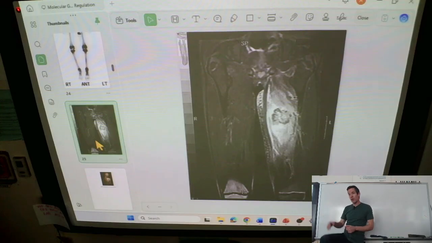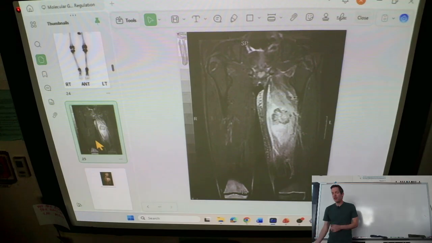Your femur, your thigh, sits on top of your tibia. We often call your tibia your shin. Your fibula is back there in the muscle, but you can't really feel your fibula. Your tibia is the bone in the front, and then this is your femur, and they just sit on top of each other.